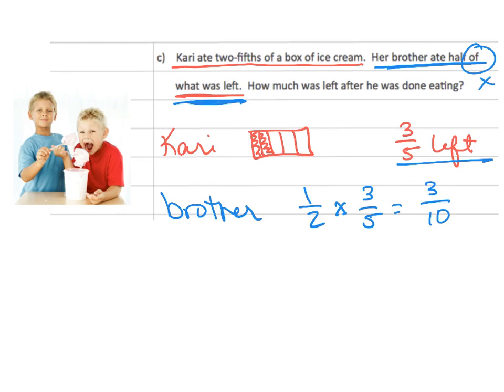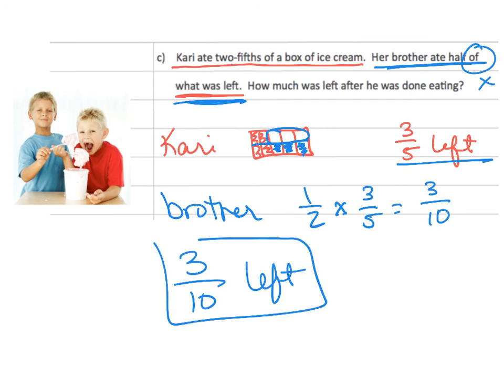So let's do this. We have fifths already. Let's take that, divide it into tenths, and he ate 3/10. So we have 3/10 left over. 3/10 was left. There's our answer. Again, drawing pictures, even with fractions, can definitely help.